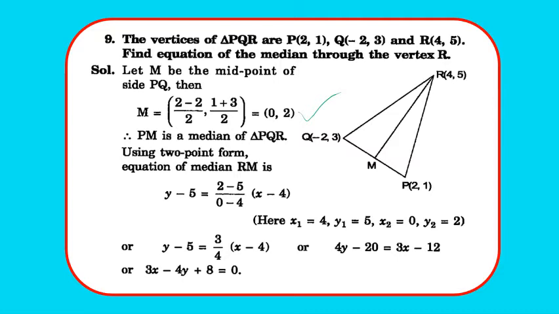So we have 2 points, so we can use the 2-point form. Using the 2-point form, the equation of the line RM will be y minus 5 equals (2 minus 5) upon (0 minus 4) into x minus 4. So simplifying, y minus 5 equals 3 upon 4 into x minus 4. So writing in the standard form, we get the equation as 3x minus 4y plus 8 equals 0, which is the required equation of the median. Clear? So pause and note down the solution.